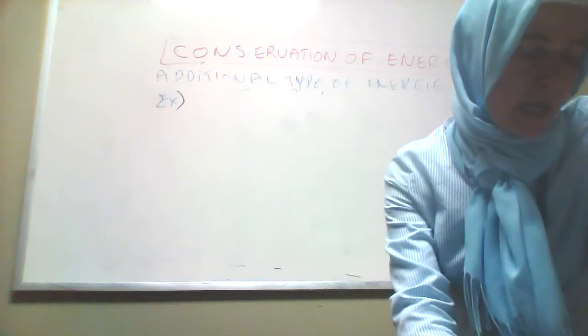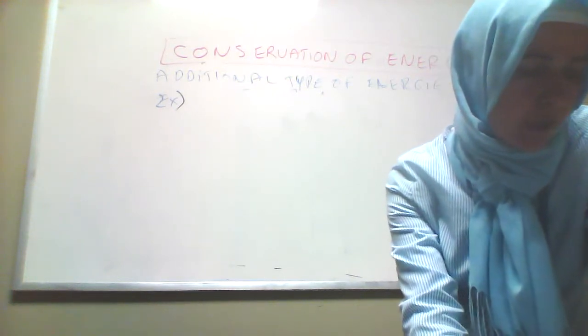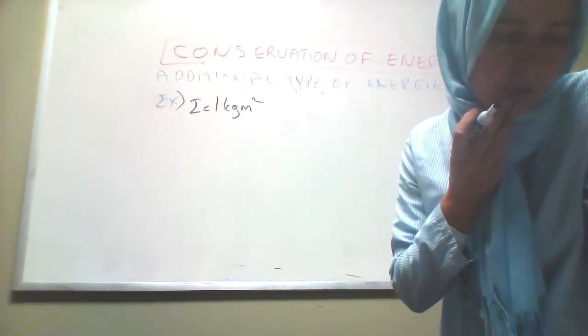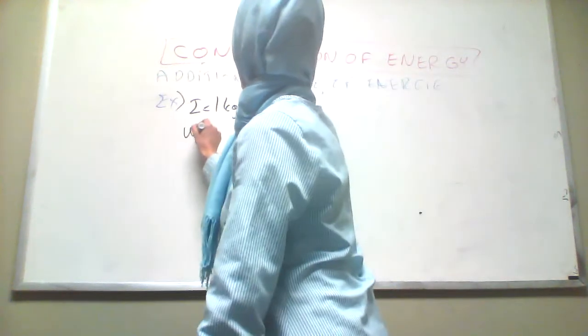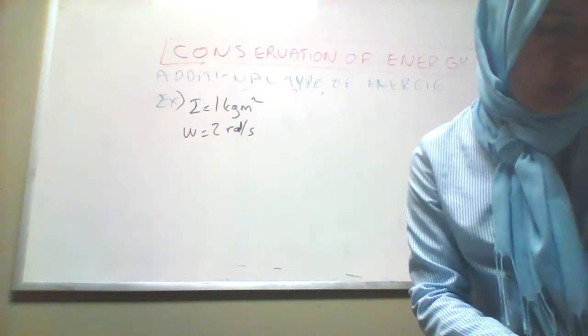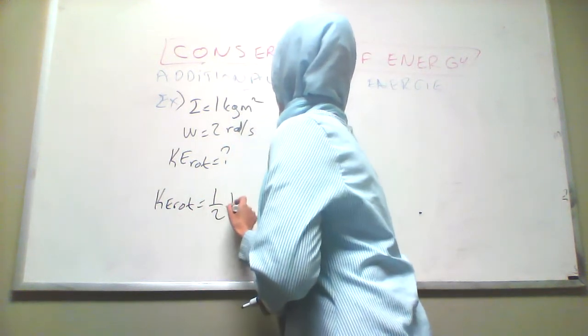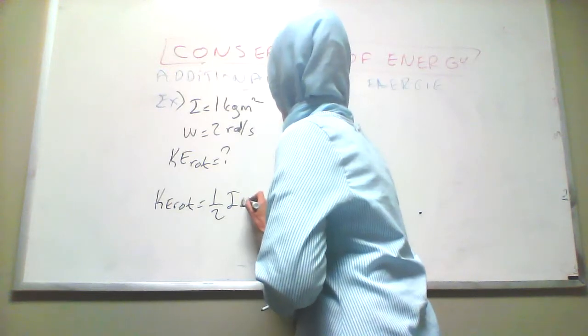rotational kinetic energy. An object has a moment of inertia of 1 kilogram meter squared, and it rotates at a constant angular speed of 2 rad per second. So angular speed is 2 rad per second. What is the rotational kinetic energy of the object? So KE rotational is asked. That is equal to, of course, KE rotational is equal to 1 over 2 I omega squared.